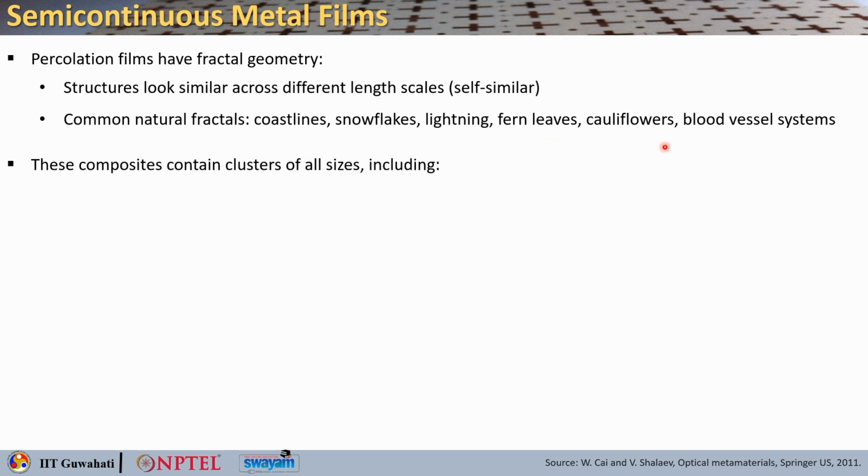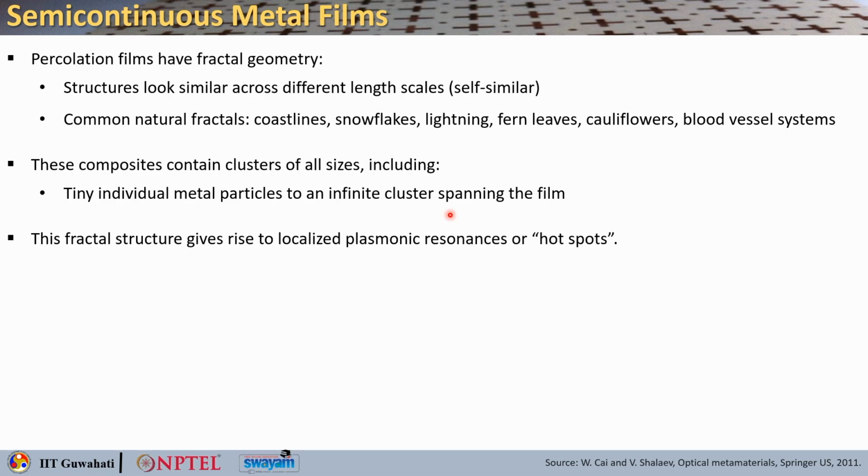blood vessel systems. So, these composites contain clusters of all sizes, from tiny individual metal particles to an infinite cluster that is spanning across the film. Okay. So, you can have all kinds of variations. So, the fractal structures basically give rise to localized surface plasmon resonance as well. So those are working as hotspots, because they can concentrate the electromagnetic field between their gaps.